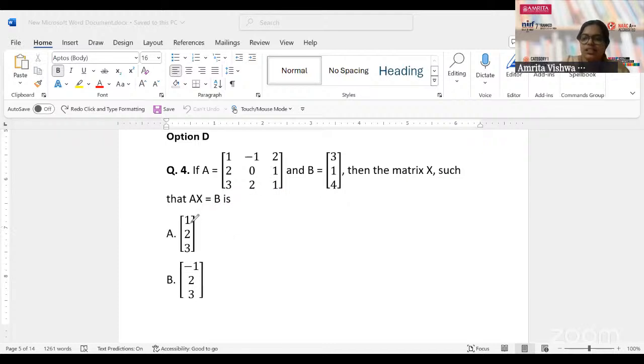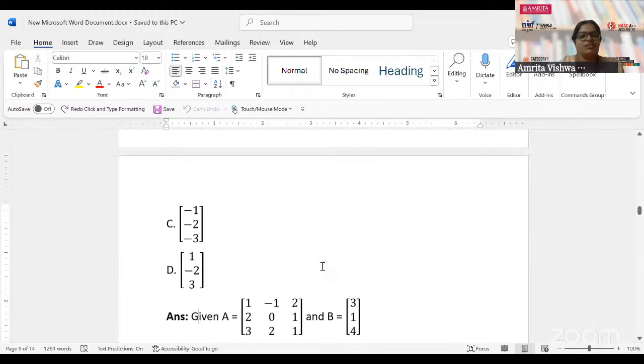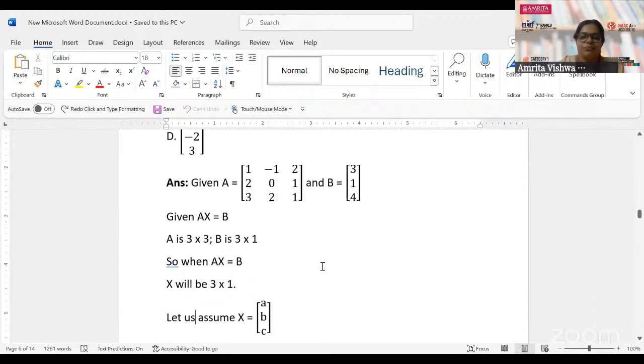And X is 1, 2, 3, minus 1, 2, 3. I think all the options are in 1, 2, 3 only: minus 1, minus 2, minus 3, 1, minus 2, 3. It's also something related to the sign. So I know A is 3 by 3 and B is 3 by 1, so X is going to be a 3 by 1 matrix. Even if you are confused at some point, if you look at the options, you'll get a clear idea how you have to assume the unknown matrix X.